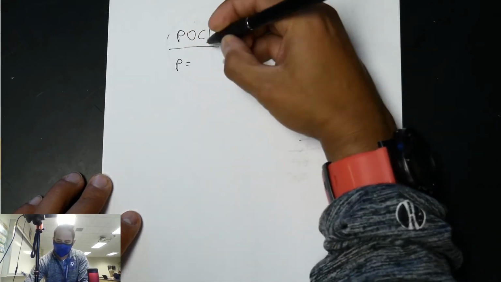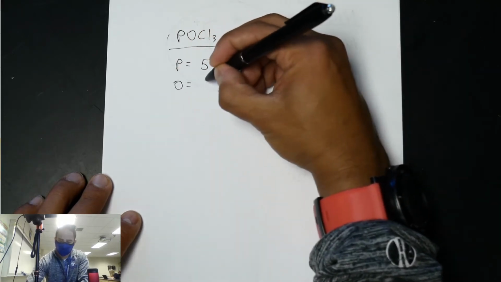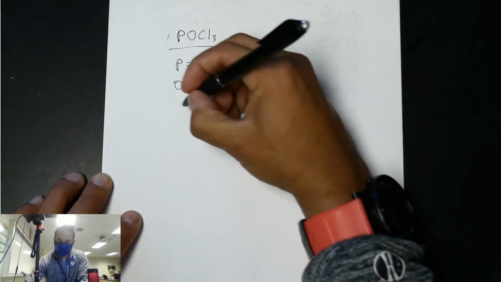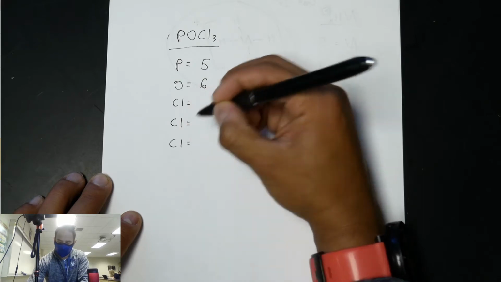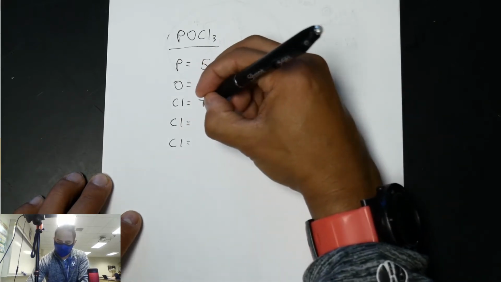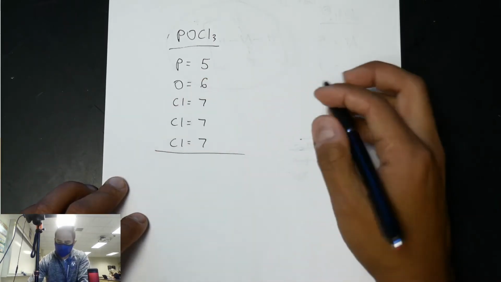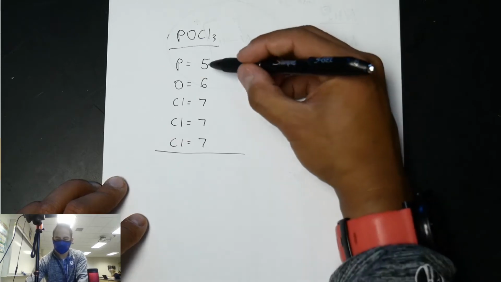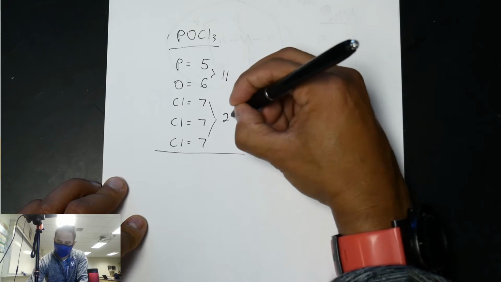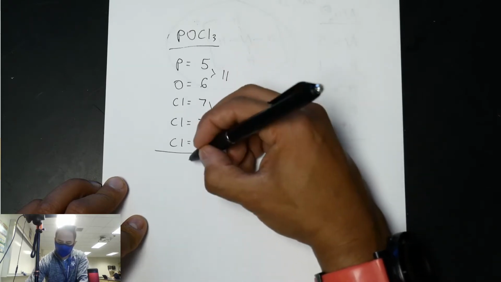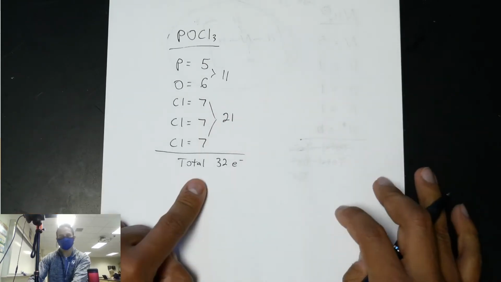So we have phosphorus, which is in column 5, so that has 5 valence electrons. We have oxygen, which is in column 6, so there are 6 valence electrons. And then we have 3 chlorines, so 1, 2, and 3. Each of these, of course, is going to have 7 valence electrons because they're in column 7. All right, so let's count the total number of valence electrons we have here. So 5 plus 6 is 11, and then 3 times 7 is 21. And 11 plus 21 gives us a total of 32 electrons.